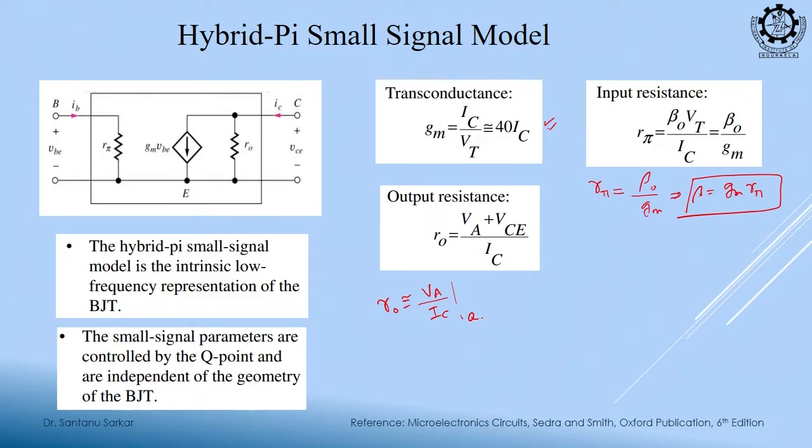What is R pi? Input resistance. What is the resistance? R is equal to, Ohm's law, V by I. So, this is my first hint. At the Q point, what equivalent voltage are we considering? Vt. And what is my input current? IB. So, this should give my R pi. Okay, so you see this IB is replaced by IC by beta.